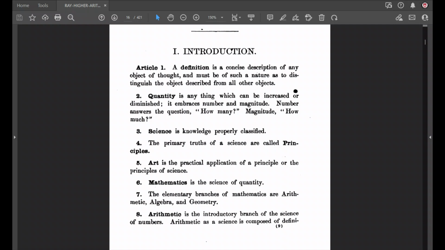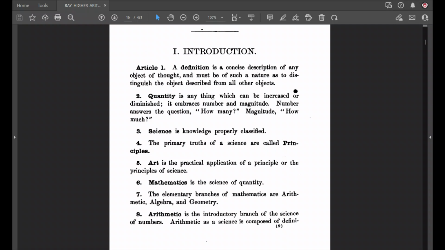The primary truths of a science are called the principles. And then we learned that art is the practical application of a principle or the principles of a science. So when we learn the principles of a science, art is the action or the process by which we apply the principles that we learn. And that's what we covered in that first lesson.